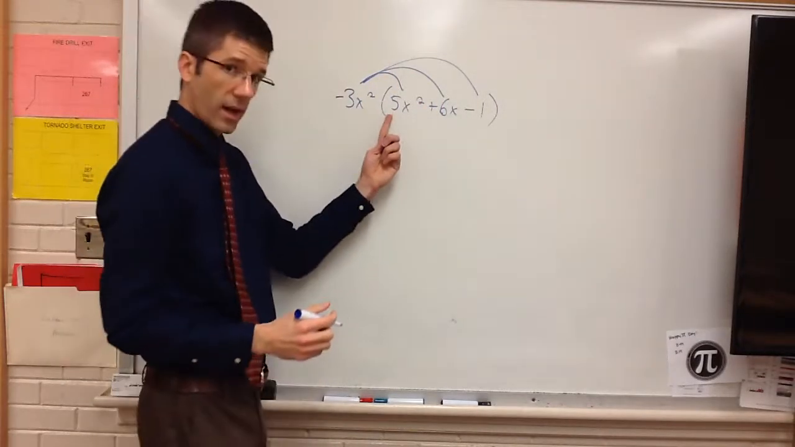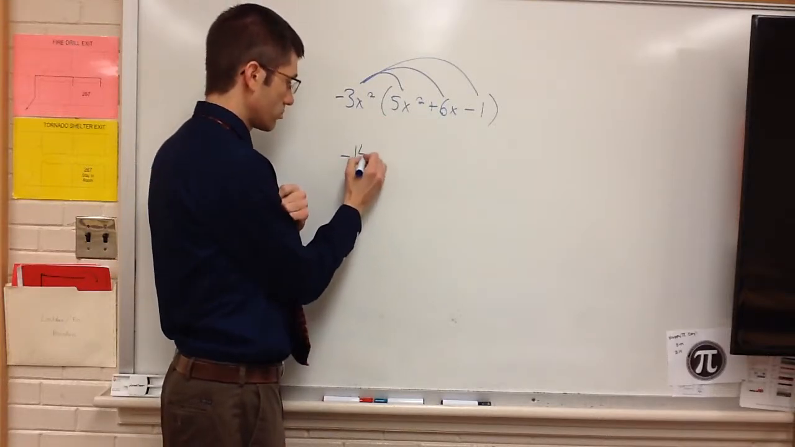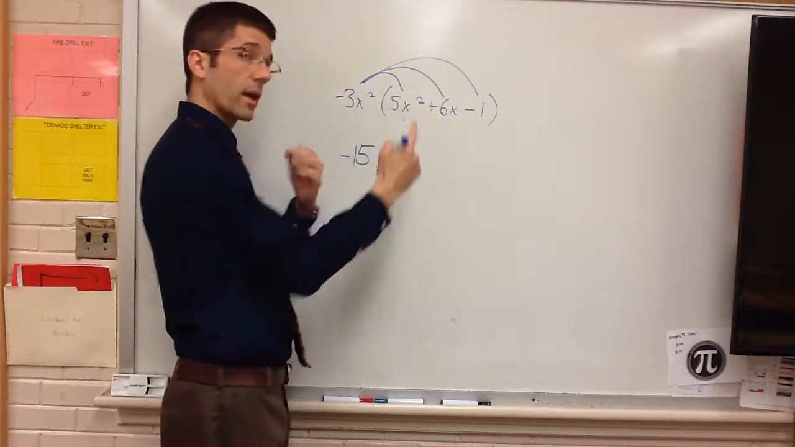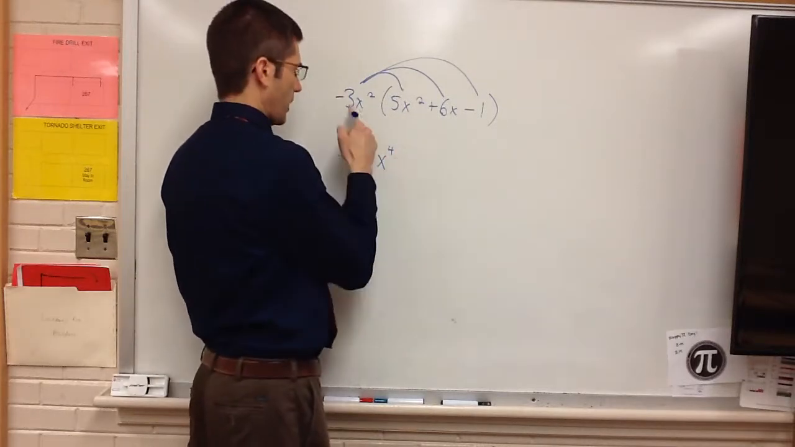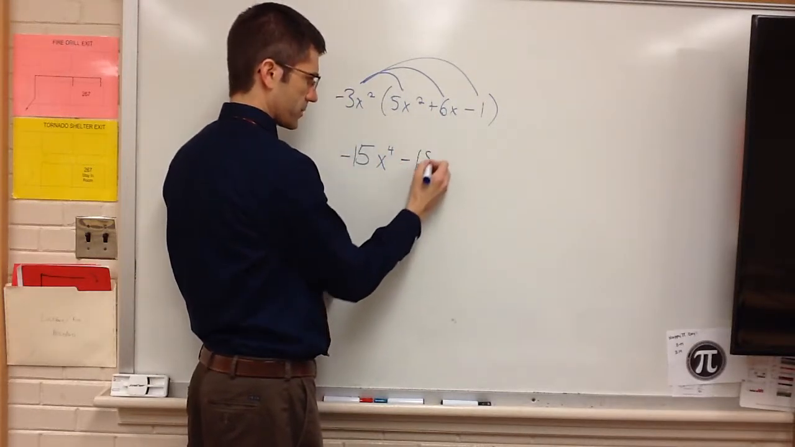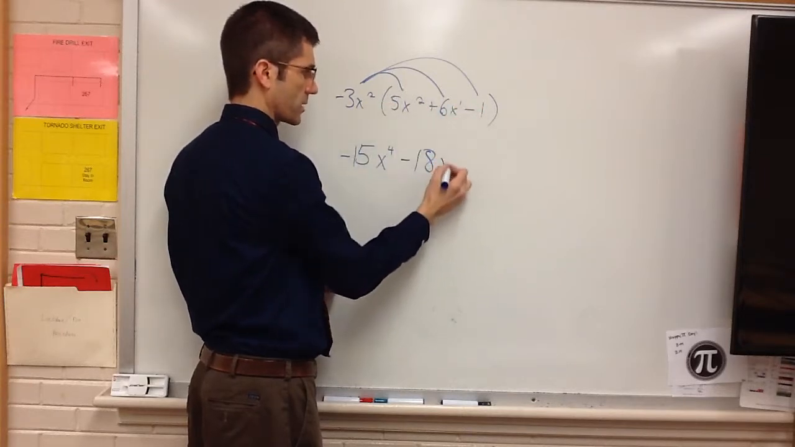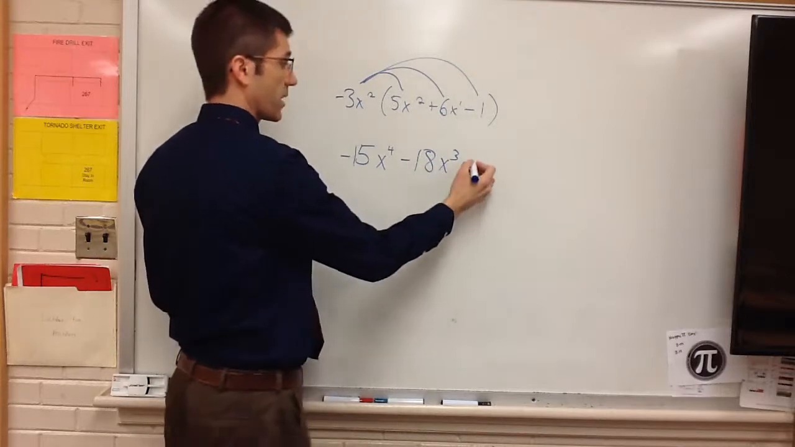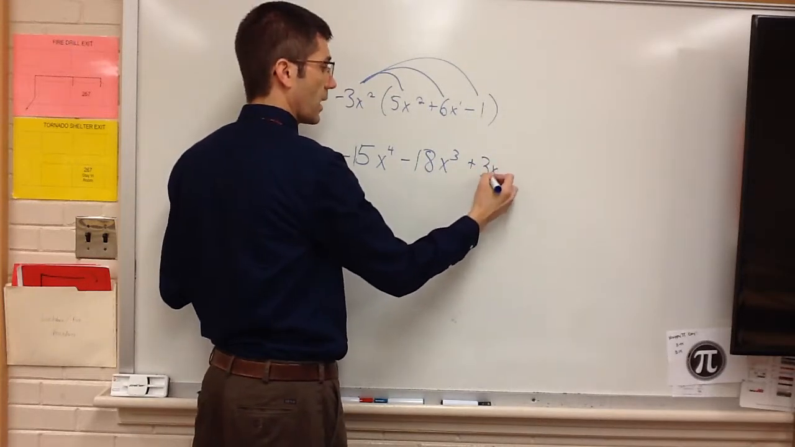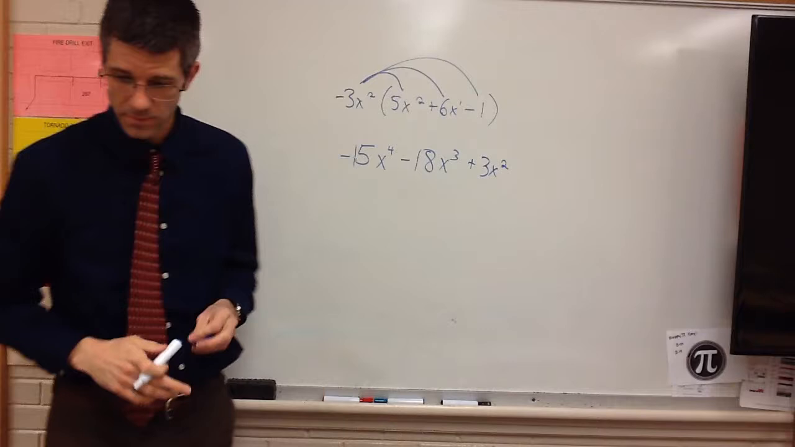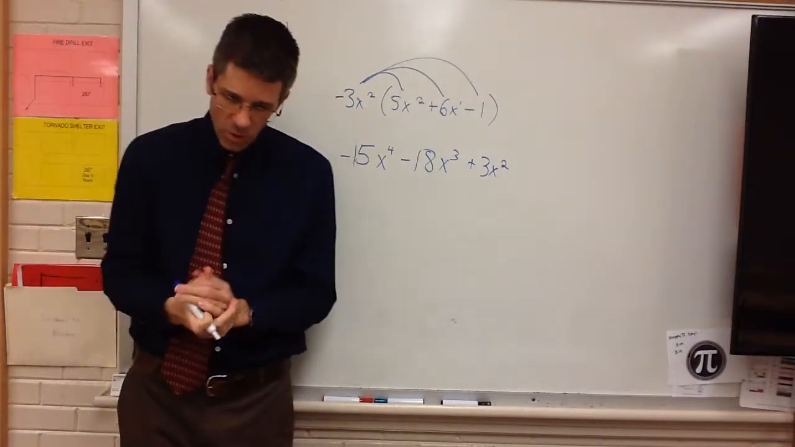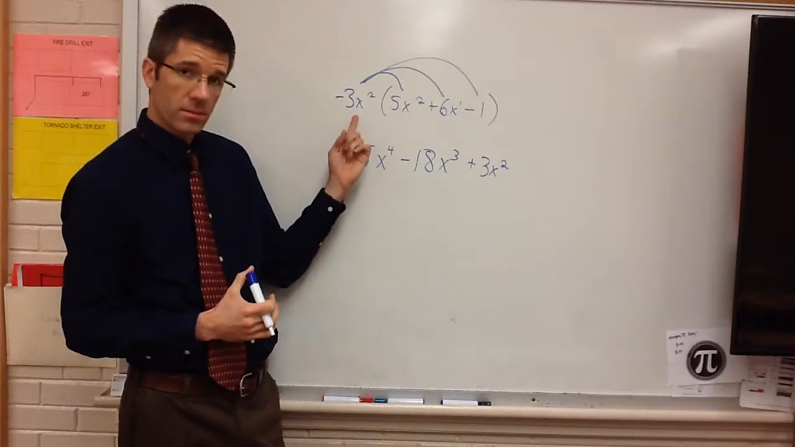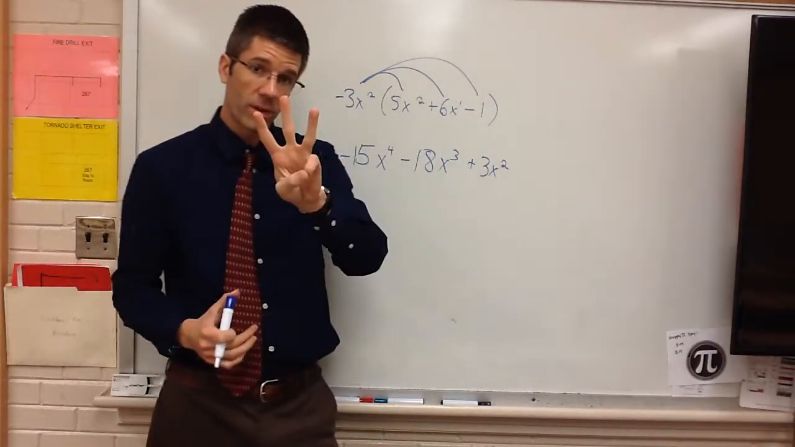Negative 3 times 5, x squared times x squared, x to the 4th, because we're adding the exponents. Negative 3 times 6. x squared times x is x to the third. Negative 3x squared times negative 1. Well, negative times negative is positive, and it's 3x squared, and that's it. Okay. So that's what happens when we have a monomial times, in this case, a trinomial.